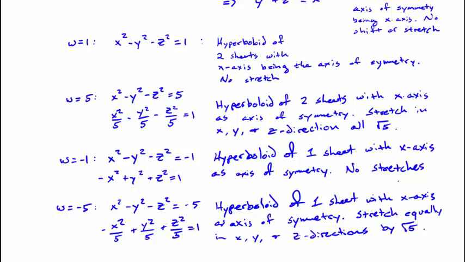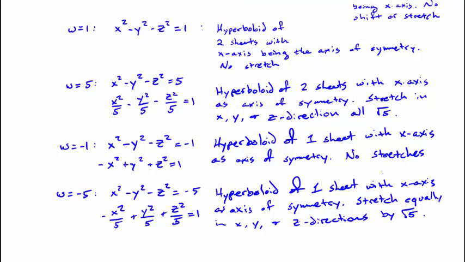If w equals -5, we get x squared minus y squared minus z squared equals -5. Moving the -5 to the other side, I get negative x squared over 5 plus y squared over 5 plus z squared over 5 equals 1. This gives us a hyperboloid of one sheet with the x-axis as the axis of symmetry. The stretch is now equally in the x, y, and z directions, all by the square root of 5. So this should give us some idea of what's going on.